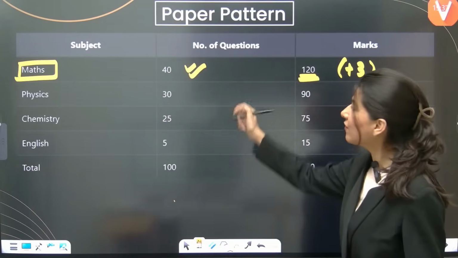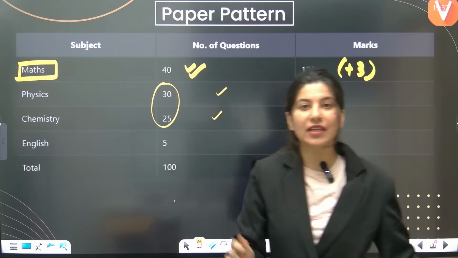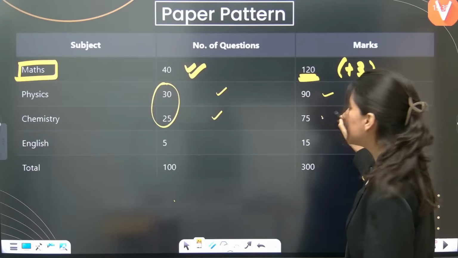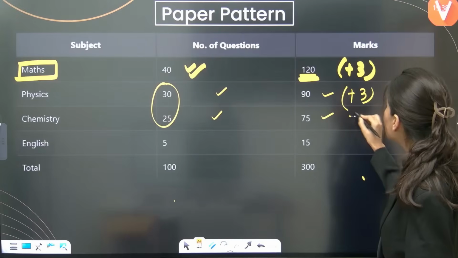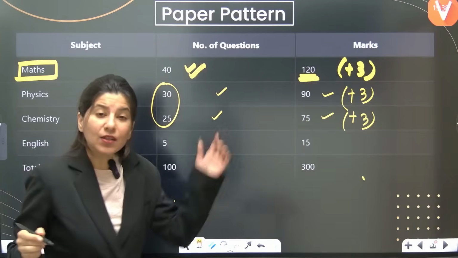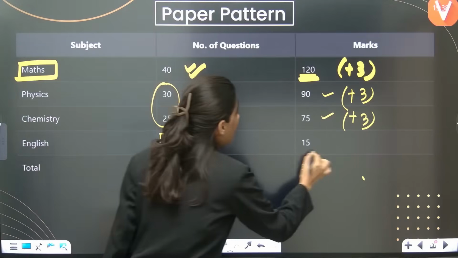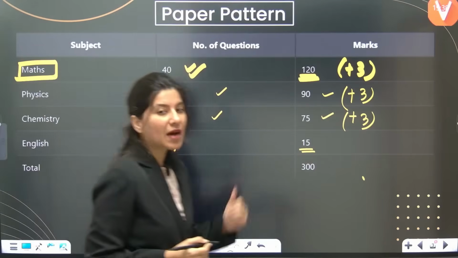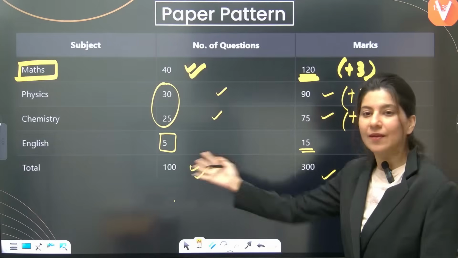Then you are having physics and chemistry. So if you combine physics and chemistry, then you will get 55 questions over here. And this is 90 and 75. Again, you can see plus 3 is the marking scheme. If you get the correct answer, you will get plus 3 marks. Then you have English also. English, 5 questions for English, and this will give you obviously 15 marks. Total marks, 300 marks paper. So basically total 100 questions, 300 marks.